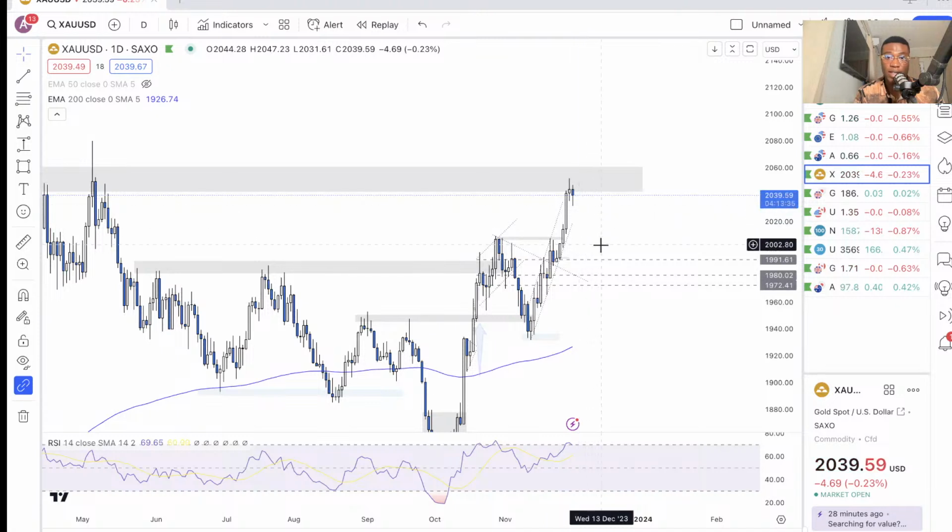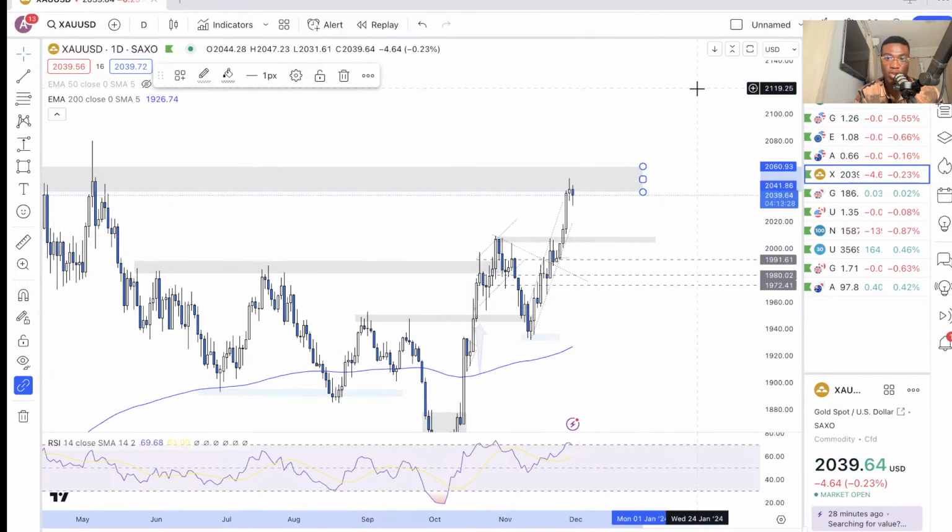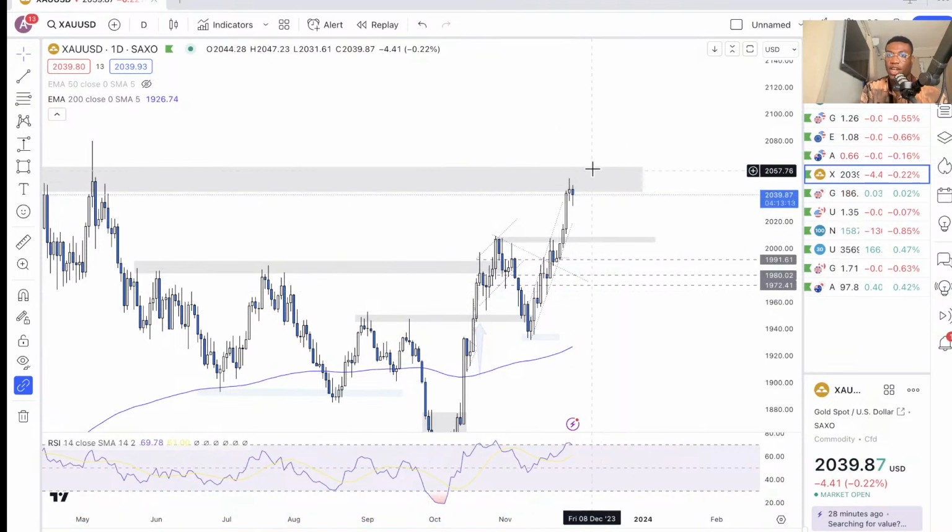We could get pullbacks into this zone. Just going to increase that so you guys can see. You could get pullbacks into this zone before another retest and a potential breakout, or the market could just reverse again to the downside. So we're going to have to be patient on gold and see what the market does. Probably tomorrow we're going to get a result, either a breakout or a continuous reversal.